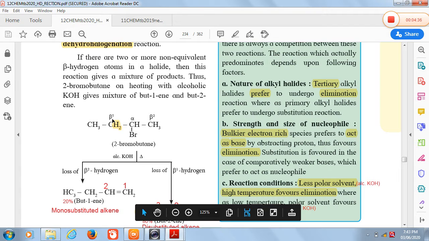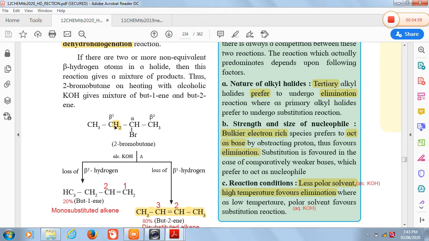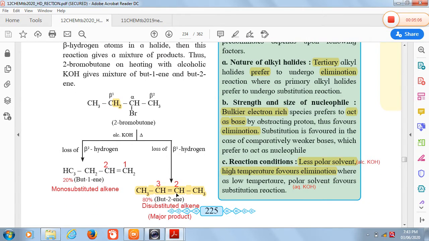But if we remove the hydrogen from the beta 1 carbon and halogen from the alpha carbon, then what do we get? The double bond is present between the alpha and beta 1 carbon, and the remaining part is as it is. By removing Br from alpha and hydrogen from beta 1, the double bond is between the second and third carbon. So what we get is but-2-ene as a product.